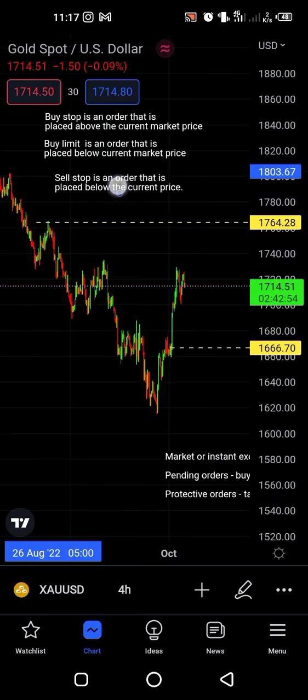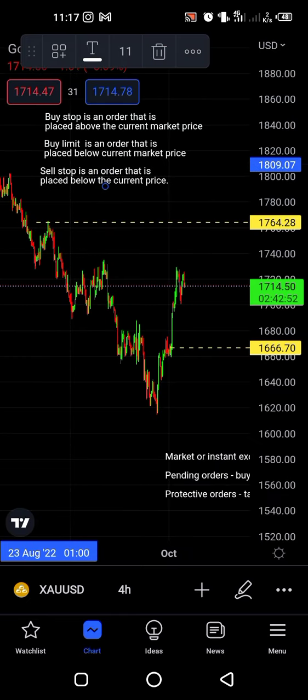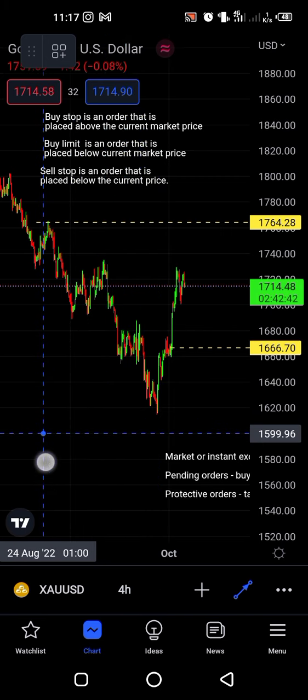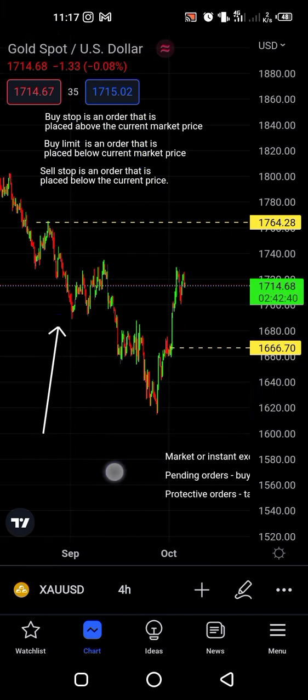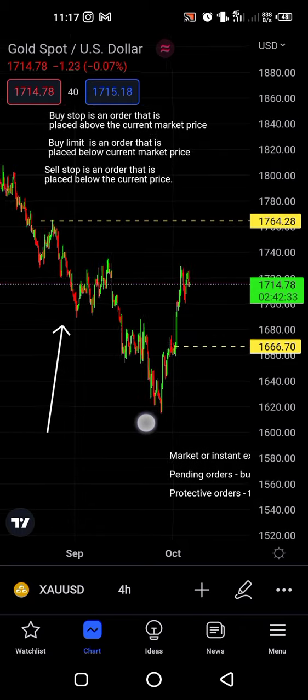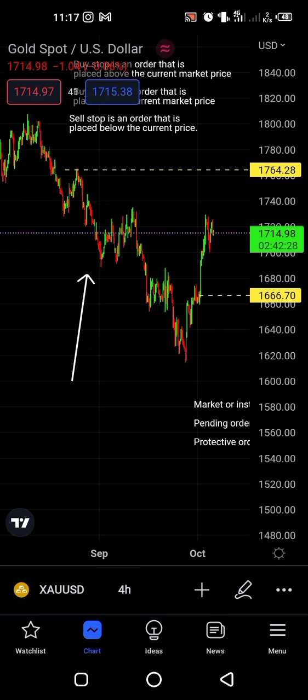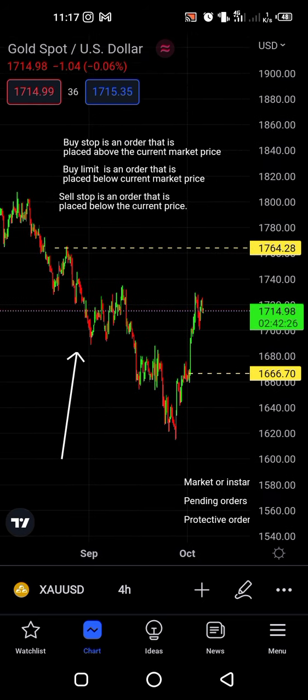A stop order is placed in the direction of the market you want to go. So for example, if you believe the market is going to go up, you're placing a buy stop. What that just means is price moves towards your order and continues in that direction. So your buy stop moves in the direction of your prediction.